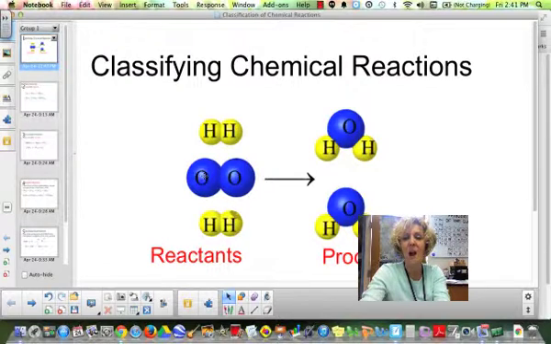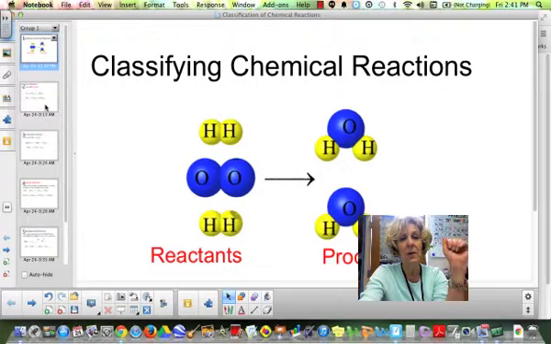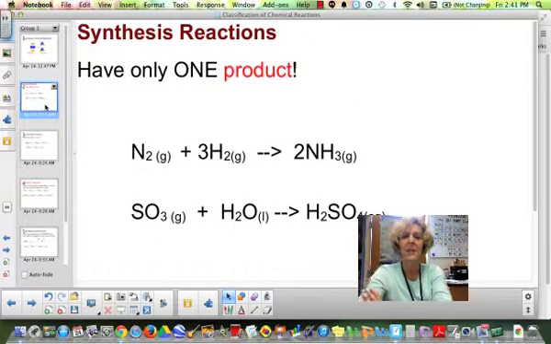So here we have oxygen reacting with two hydrogen molecules to create two molecules of water. Water is the product, and hydrogen gas and oxygen gas are the reactants. So there's actually 5 different types of chemical reactions, 5 different classes. The first kind is called a synthesis reaction.